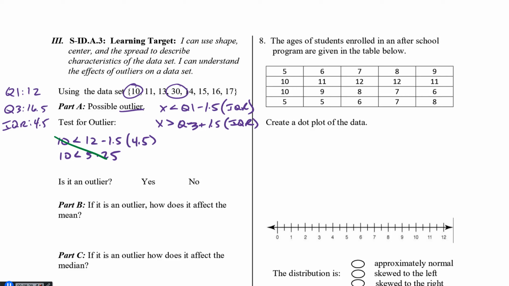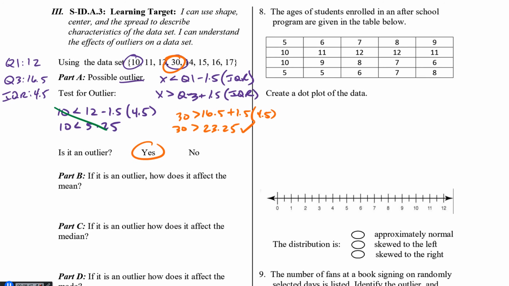And I'm also going to check, is 30 bigger than 16.5 plus 1.5 times 4.5? So 30 bigger than 23.25. That is an outlier, so we have one, and it is the 30.